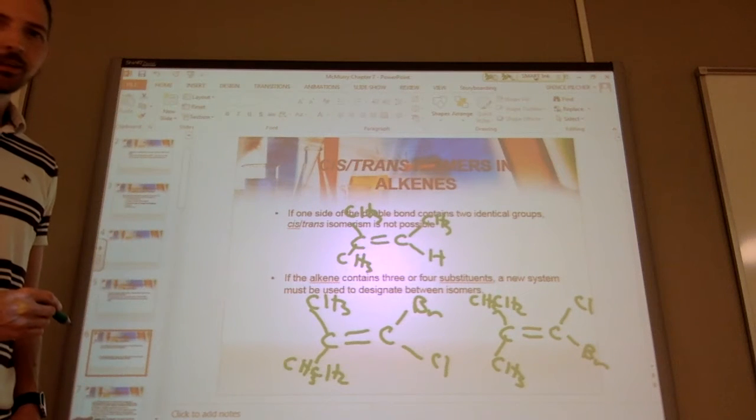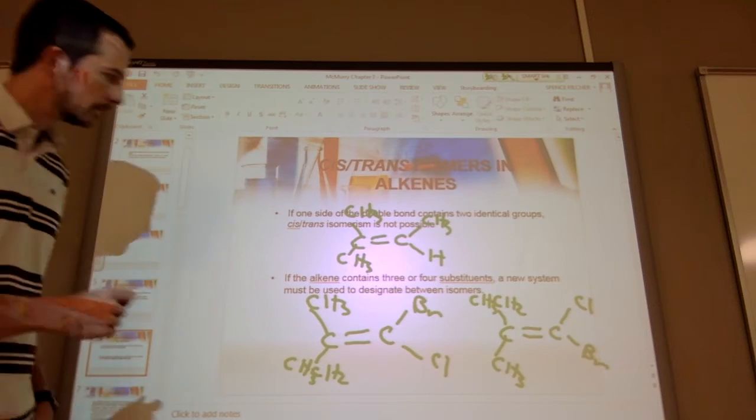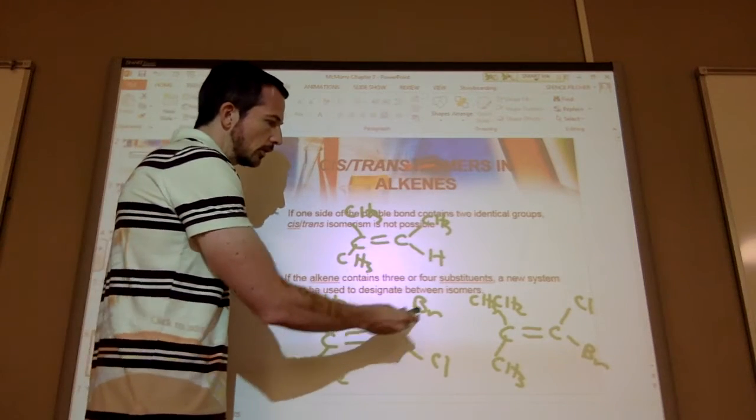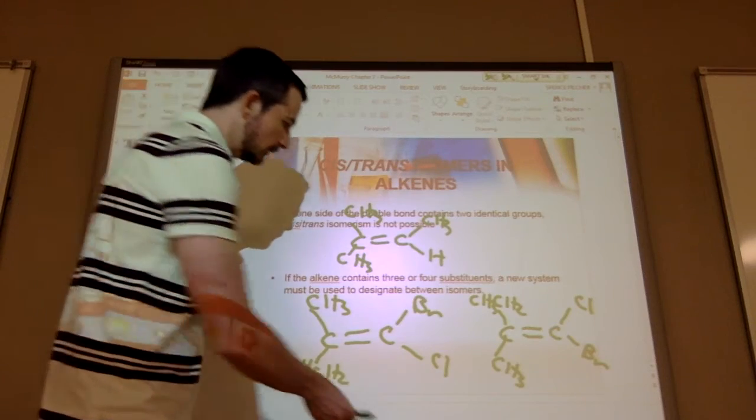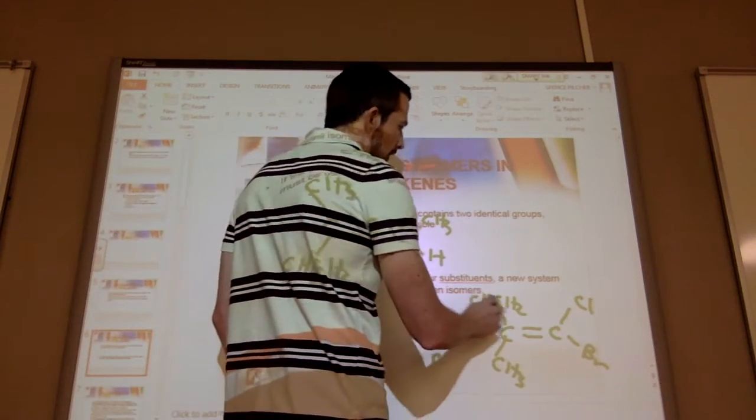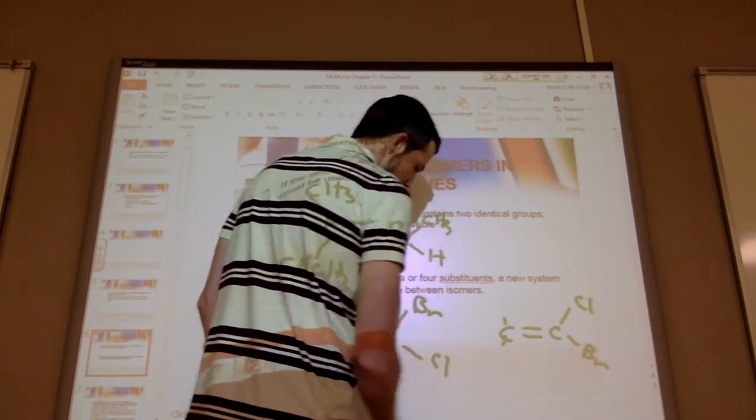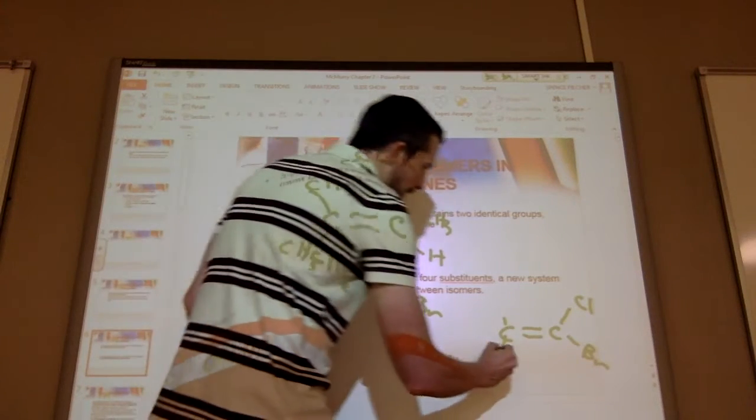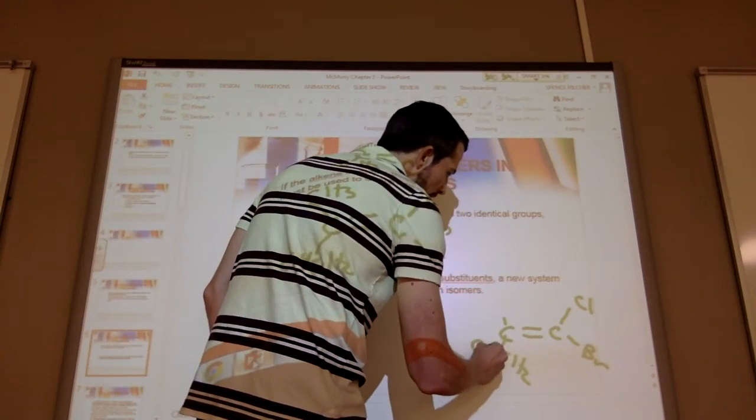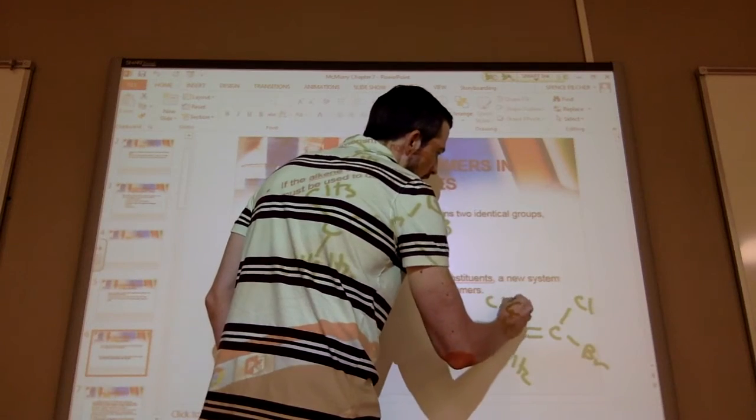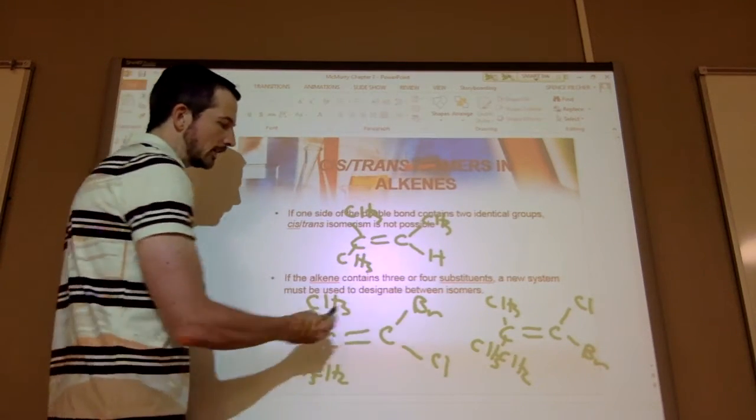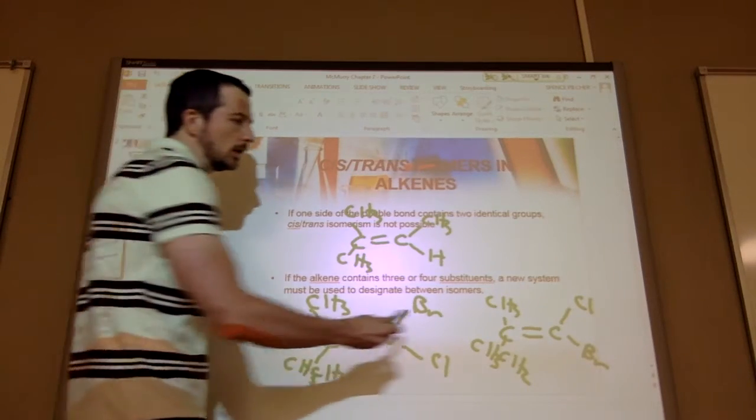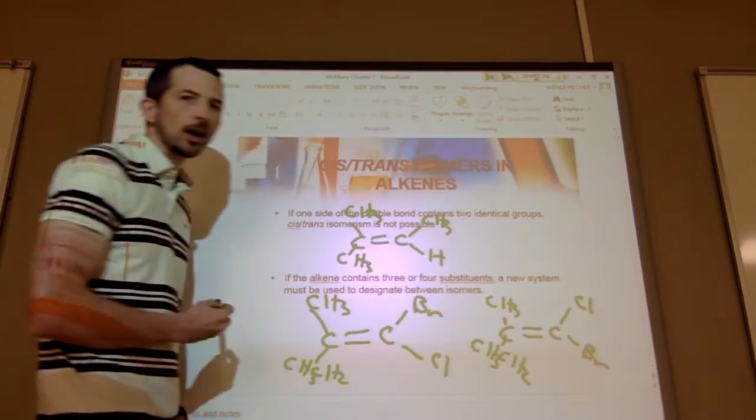If the alkene contains 3 or 4 substituents, a new system must be used to designate between isomers. So if I look at these two compounds, I should change the molecules up. Keep one side the same. So here the bromine is on the same side as the methyl group. Here the bromine is trans to the methyl group.